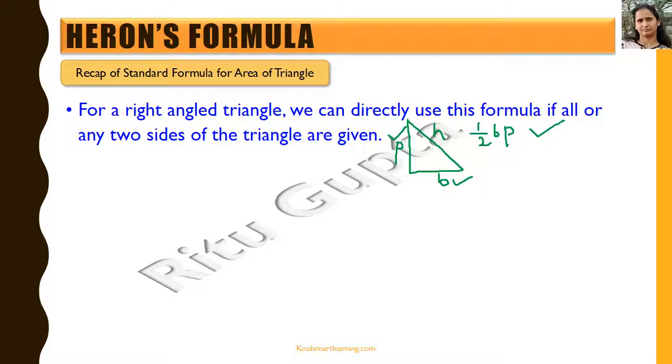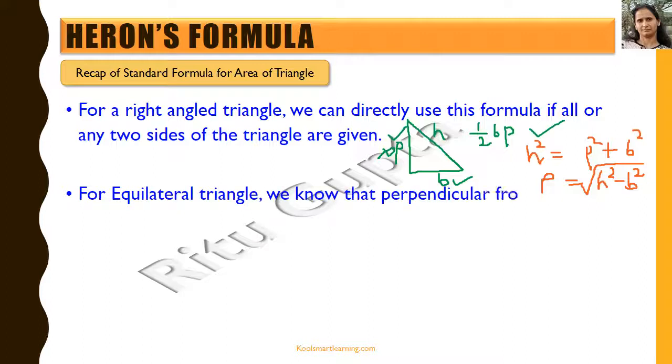Now supposing the perpendicular is not given to us. Then we use the Pythagoras theorem, which says that hypotenuse square is equal to perpendicular square plus base square. So we can find out P using the formula square root of h square minus b square. So we can find out the perpendicular and we know the base, so we can find out the area of the right angle triangle still using the standard formula.